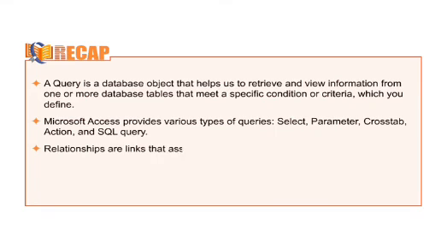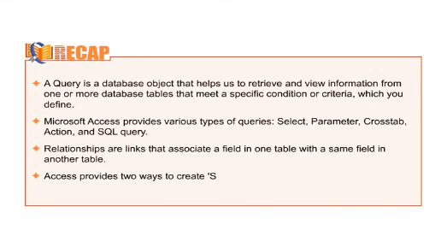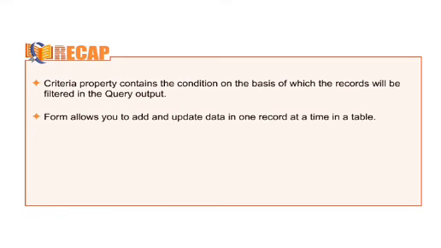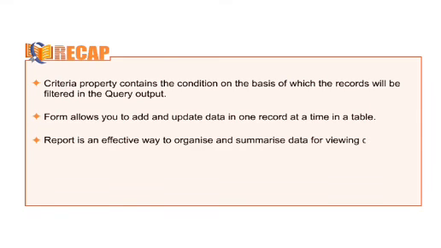Relationships are links that associate a field in one table with the same field in another table. Access provides two ways to create select queries: by using Query Wizard and Query Design. The Criteria property contains the condition on the basis of which the records will be filtered in the query output. A form allows you to add and update data in one record at a time in a table. A report is an effective way to organize and summarize data for viewing or printing.